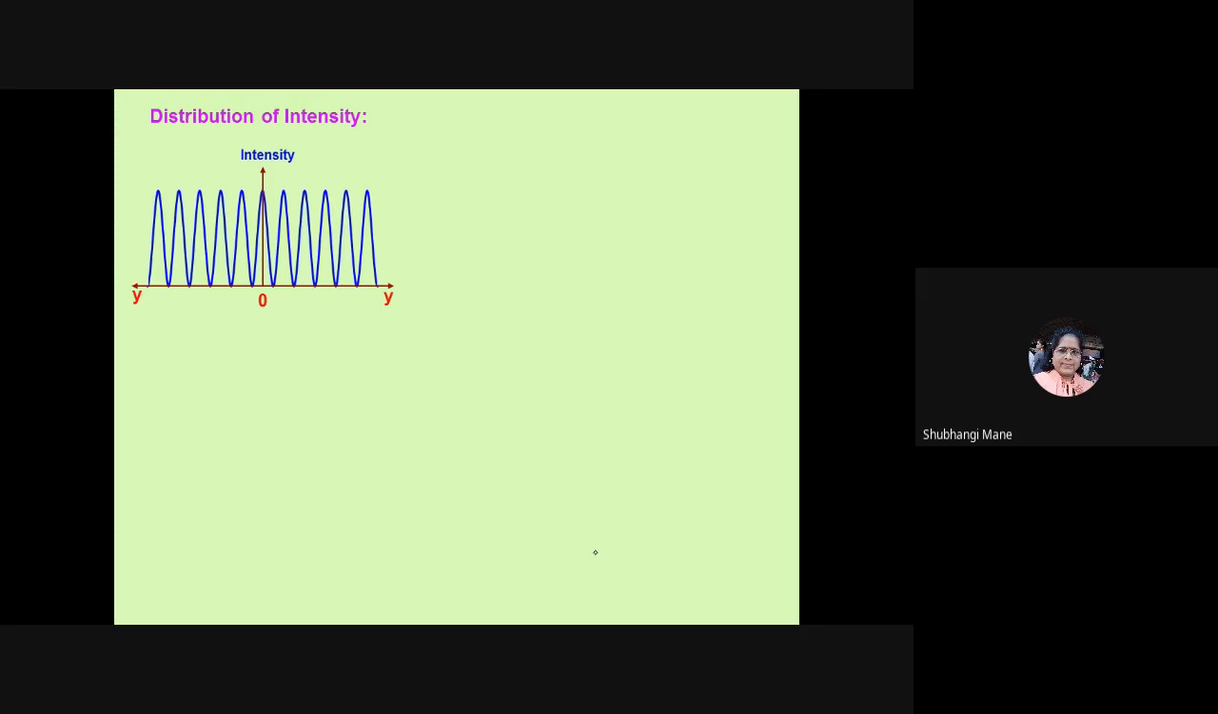Distribution of intensity. Suppose the two interfering waves have same amplitude, say A. म्हणजे ज्या दोन वेव्स एकमेकाला सुपरइम्पोज करतात त्या वेव्हची अँप्लिट्यूड सेम आहे, कारण त्यांची इंटेन्सिटी सेम आहे असं आपण म्हणतोय, तरच आपल्याला इंटरफिअरन्स पॅटर्न दिसतोय.